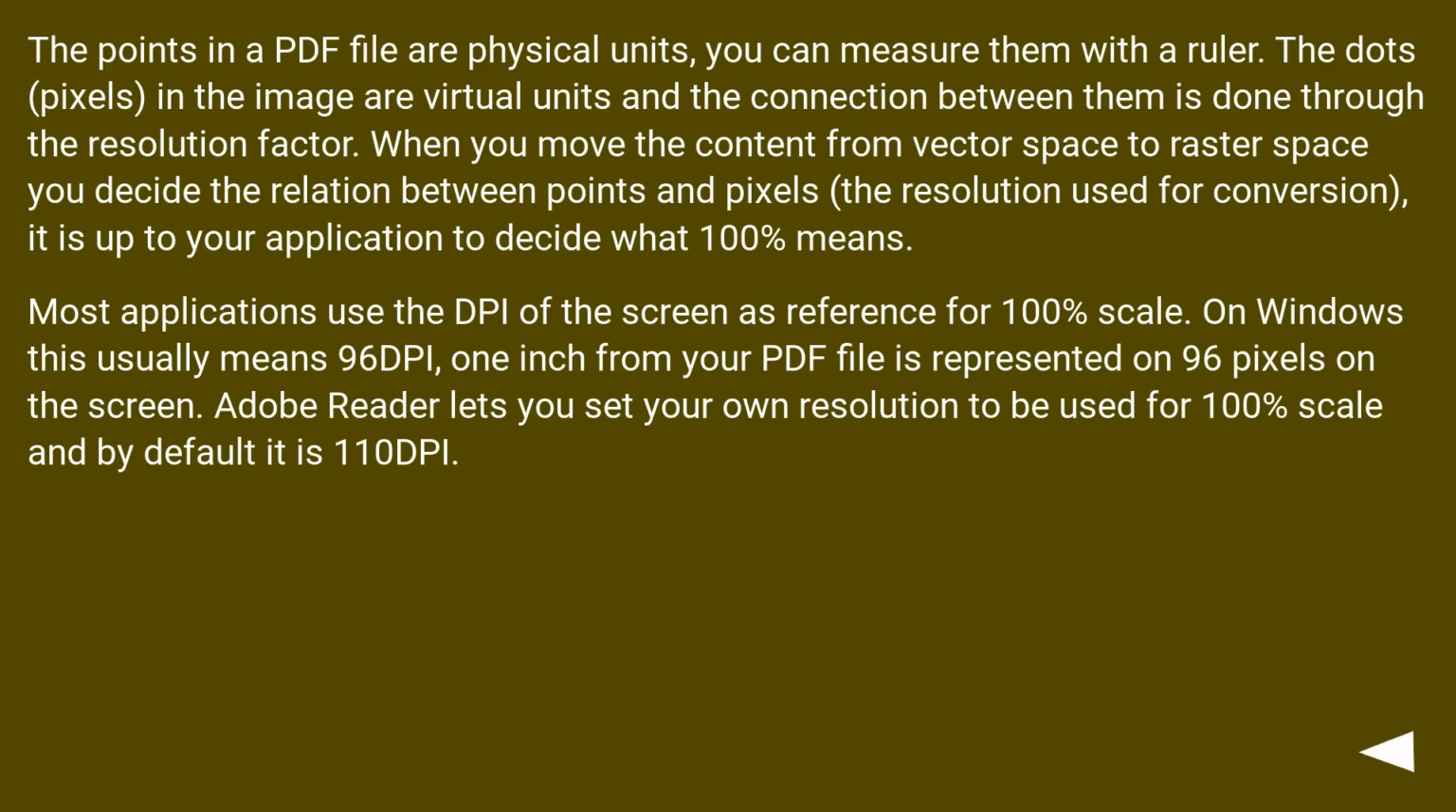Most applications use the DPI of the screen as reference for 100% scale. On Windows this usually means 96 dpi, 1 inch from your PDF file is represented on 96 pixels on the screen. Adobe Reader lets you set your own resolution to be used for 100% scale, and by default it is 110 dpi.